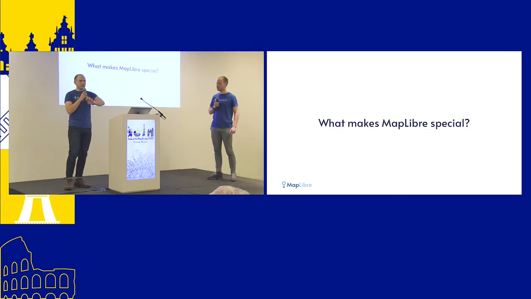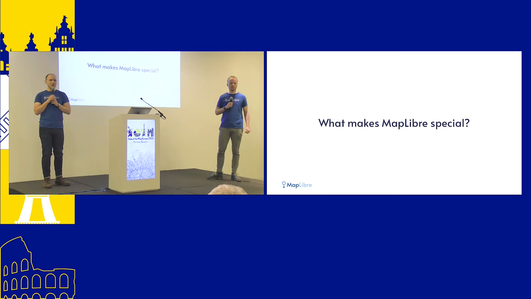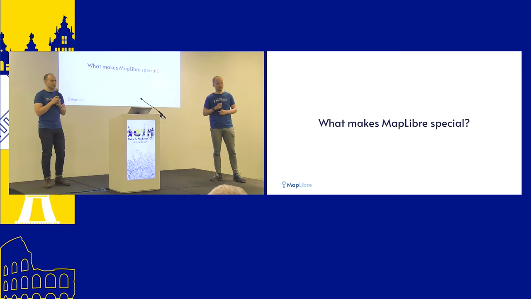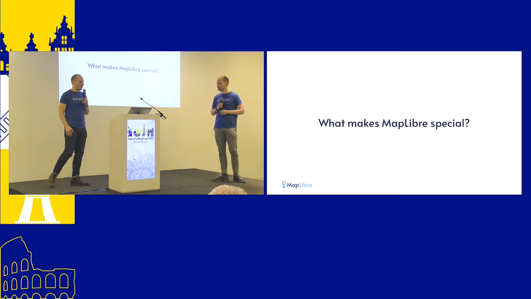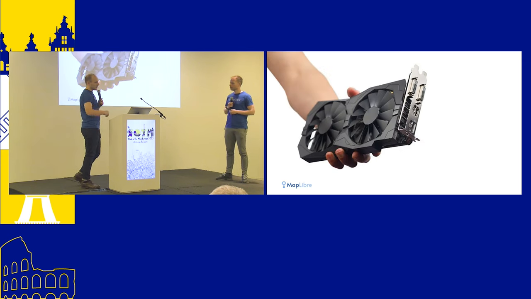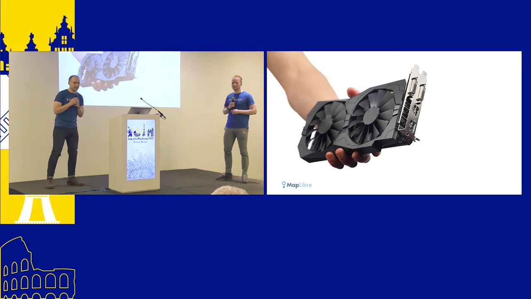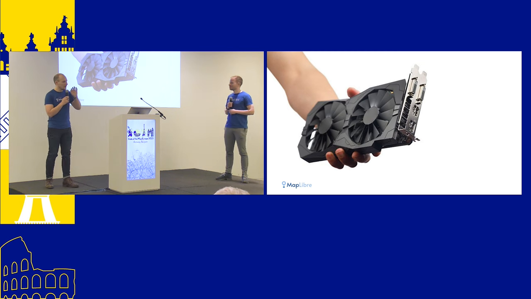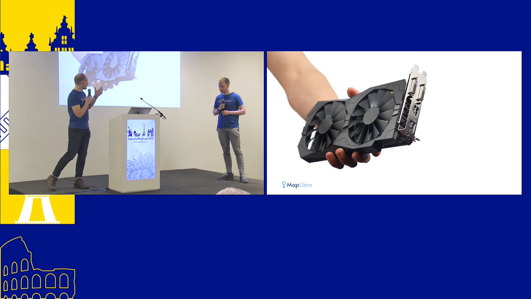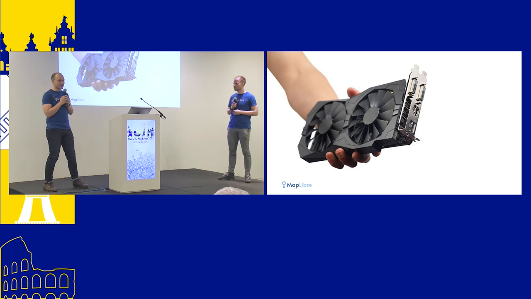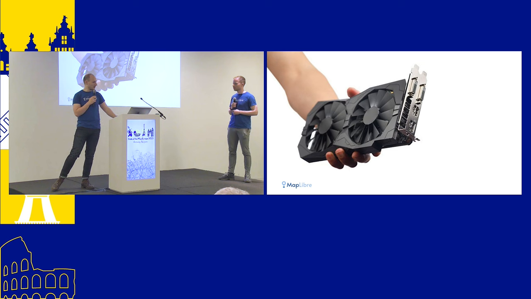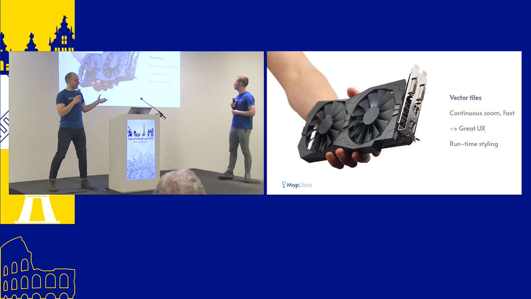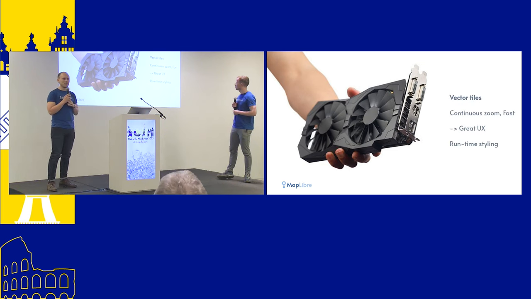So what makes MapLibre special? There's a lot of map rendering toolkits out there. Some of them have been around for a lot longer than MapLibre. And it really all comes down to one thing. And this is slowly changing, but it is one of the only renderers that does everything on the client side. So I'm not sure how many of you know what this is. It's a GPU. It renders graphics very quickly. And that is the core difference of MapLibre. It uses graphics libraries to create an immersive experience for the user.